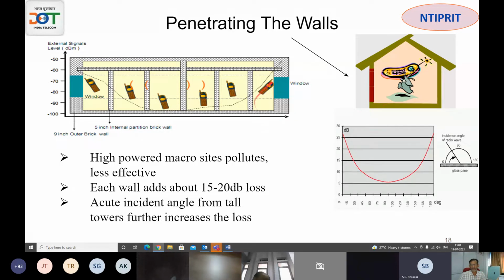Otherwise, penetration loss, that is a given thing. It is an RF characteristic of the building. Another option: if you are serving with a high band site, for example an operator who has only 2600 coverage, he should think of adding a 900 megahertz carrier here, if he has the spectrum.